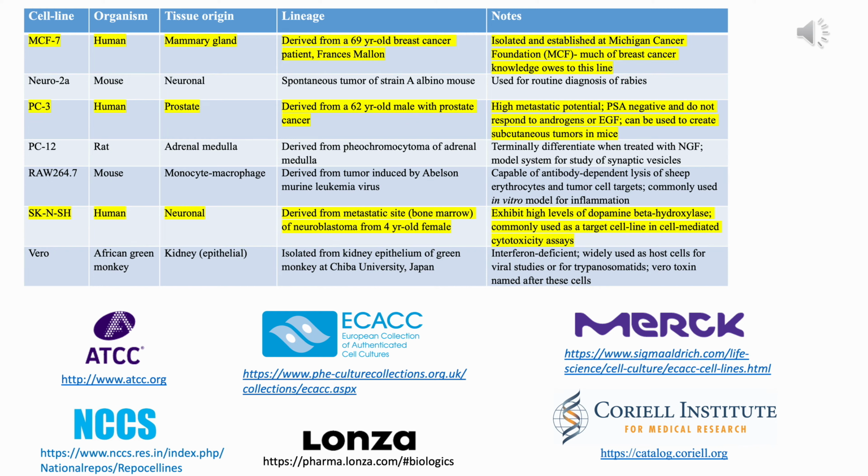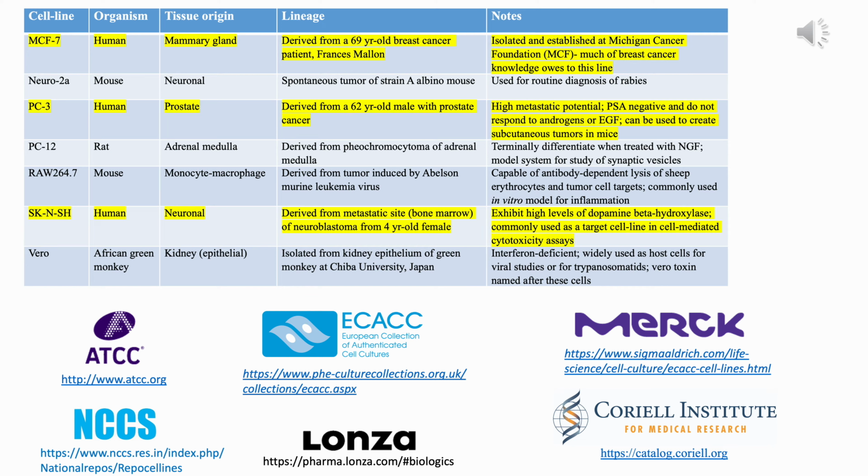Then you have another common neuronal cell, the PC12 cells. Again, these are not typically neuronal cells, but cells derived from the adrenal medulla. But they show the properties of neuronal cells. In fact, they can undergo differentiation when they are treated with nerve growth factor, and they are a typical model system for studying synaptic vesicles.